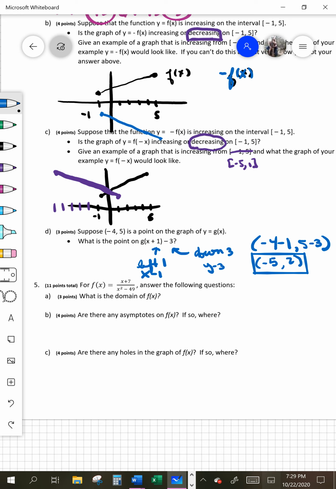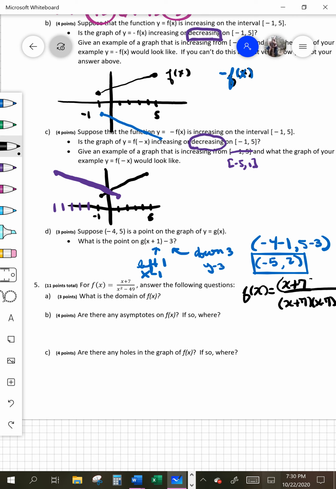One of those is variables that are in the denominator. We can't have any variable in the denominator that sets the denominator equal to 0. That's undefined. Other things we have to worry about are radicals or logs, which we don't have in here. And so all we're concerned about is when is x squared minus 49 equal to 0? Well, let's just factor our denominator. So f of x is x plus 7 all over, that's a difference of squares, x plus 7 times x minus 7.